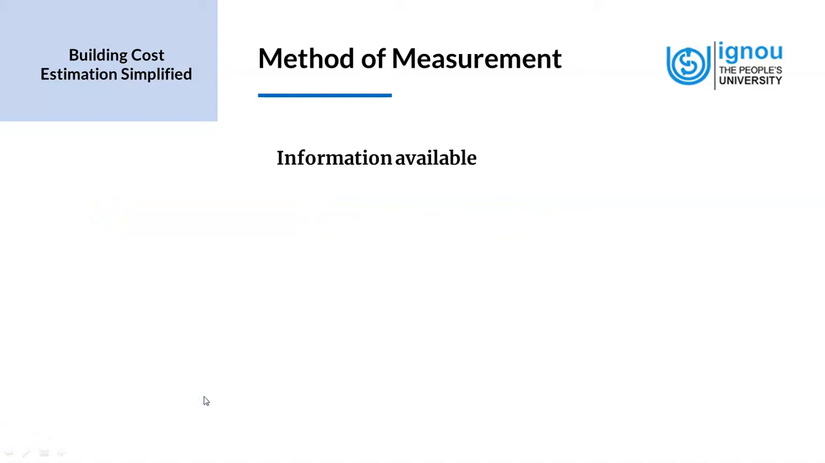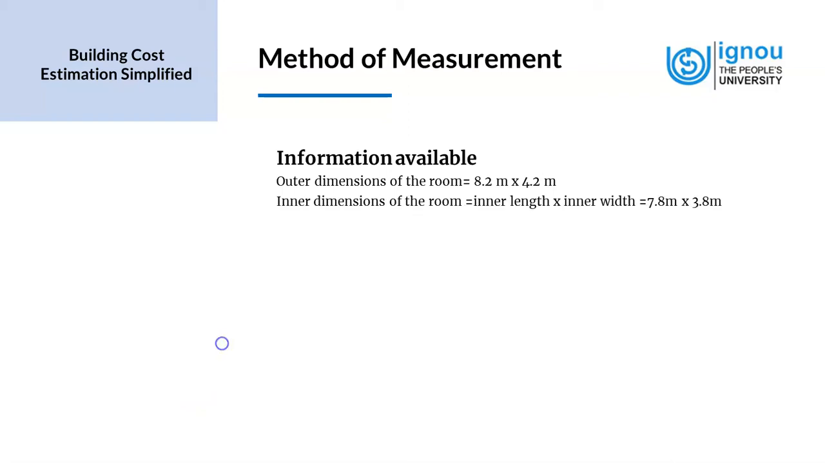From the drawings that we have, we have the following information available. The outer dimensions of the room are 8.2 meters and 4.2 meters. The inner dimensions of the room, or if you're looking at the area of the room, is the inner length into the inner width, which is 7.8 meters by 3.8 meters.